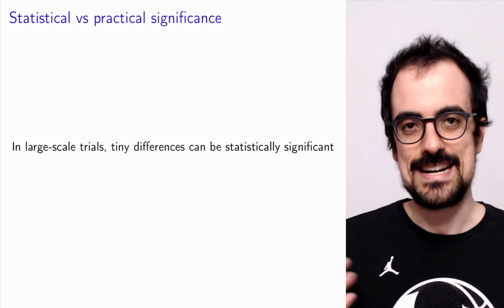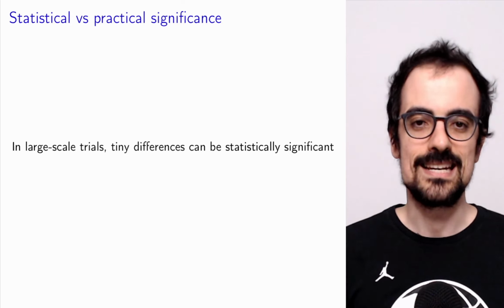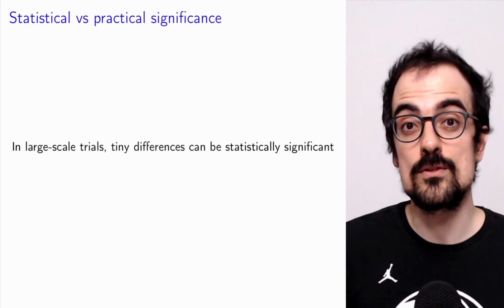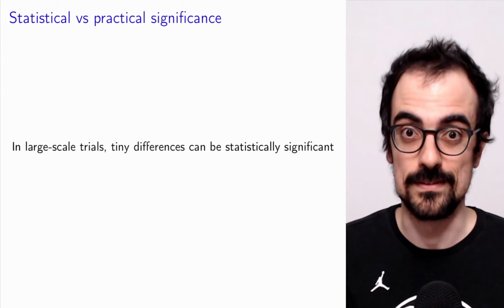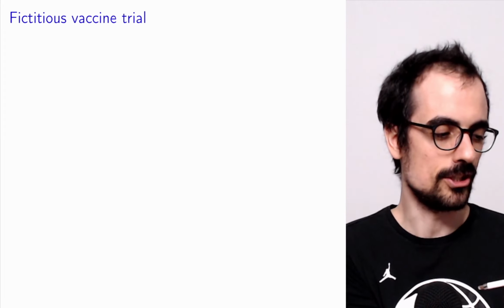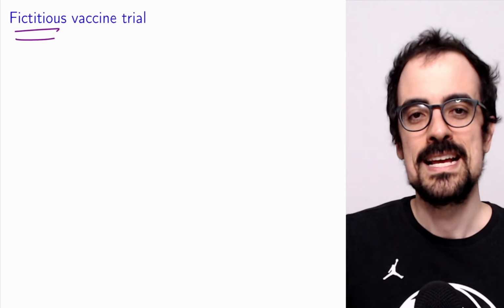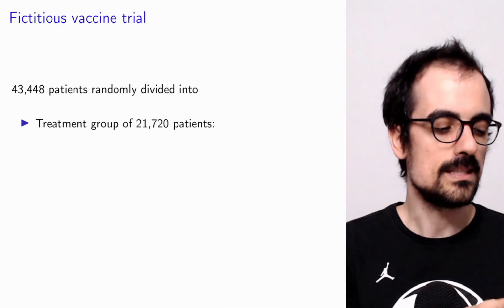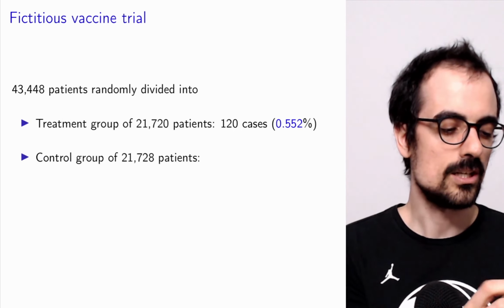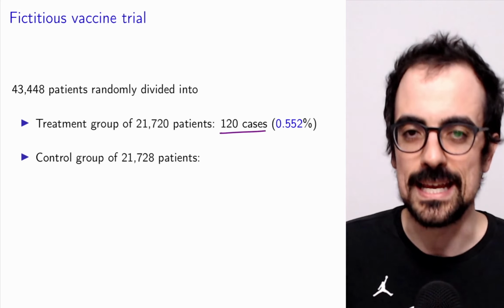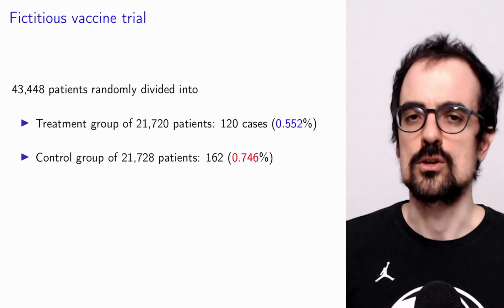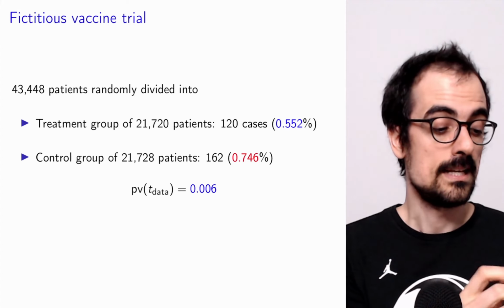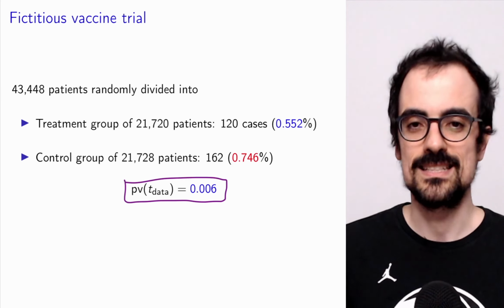Now let's talk about another challenge which occurs in practice, which is that in large-scale trials, tiny differences can be statistically significant, and those tiny differences might not be practically significant. So imagine, and this is a fictitious vaccine trial, that the data for the COVID-19 vaccine trial had been a little bit different. Imagine that in the treatment group, there had been actually 120 cases instead of just 8. Then in that case, and we keep the control group cases the same, the p-value is still below 1%, like this is statistically significant.